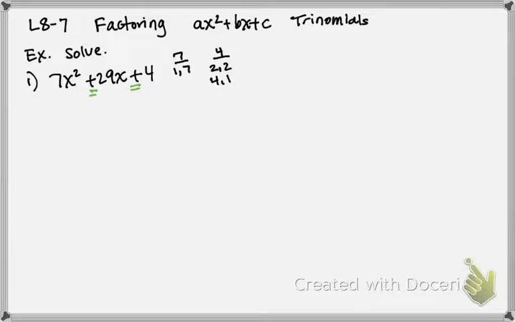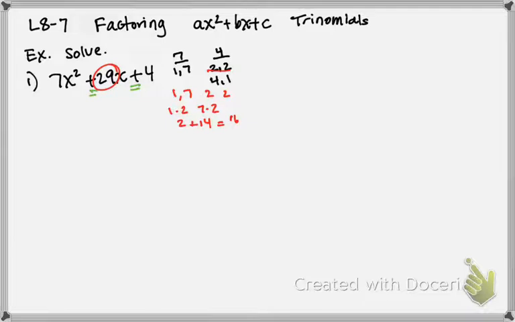So I could take the 1 and the 7 and pair it with the 2 and the 2. I can do 1 times 2 and 7 times 2. That's going to give me a 2 and a 14. When I add them, that only gives me 16. But my middle term, my linear term, is 29. So I don't think that's going to work.